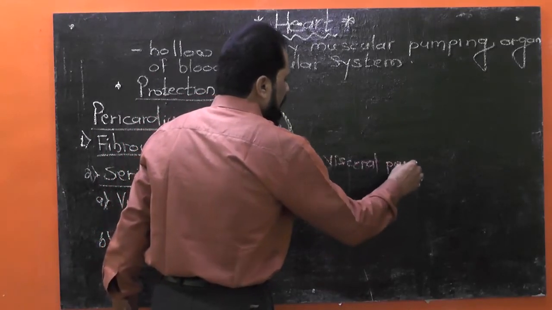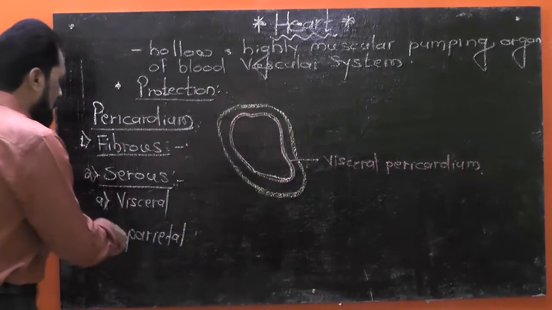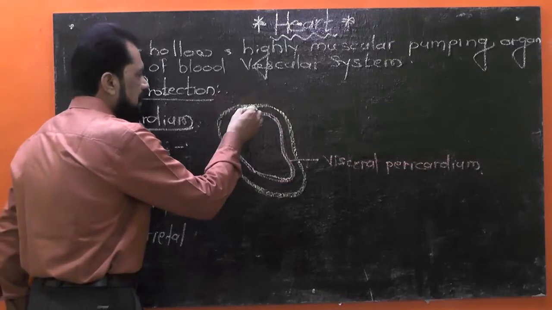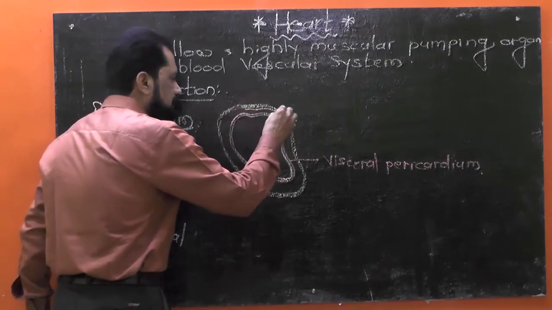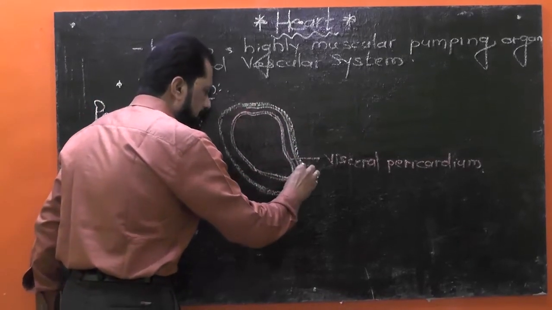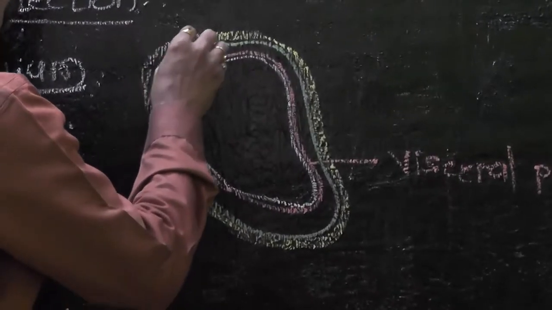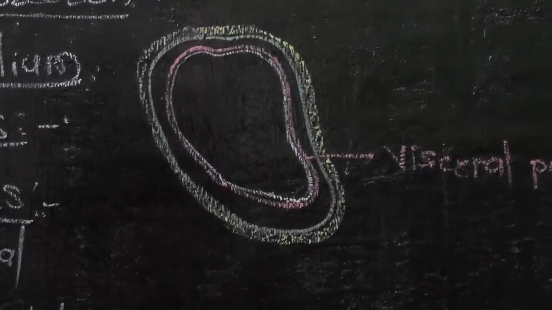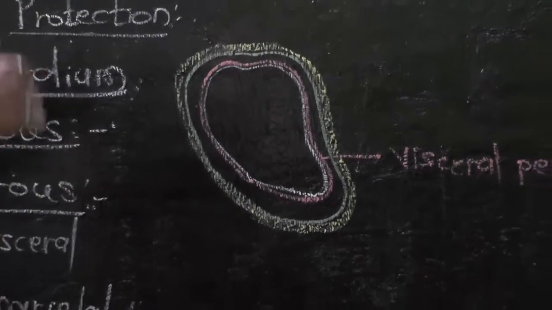Visceral pericardium. And the outer one is parietal. Let me show in the diagram. Here is parietal pericardium. It forms the lining of fibrous pericardium. Lining means, you know, the inner layer.